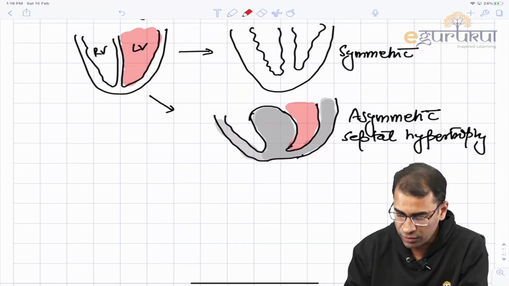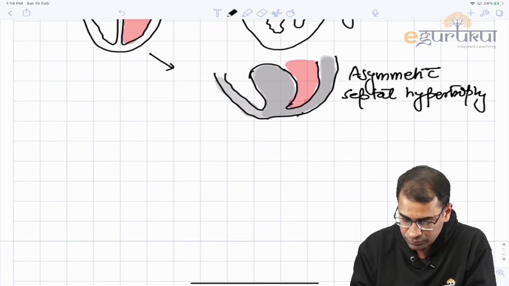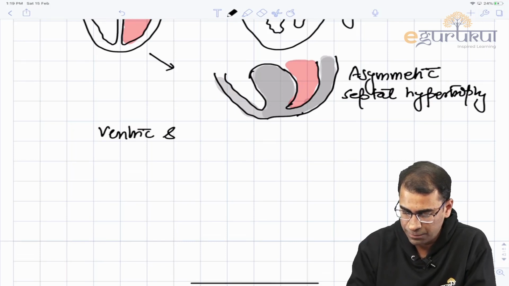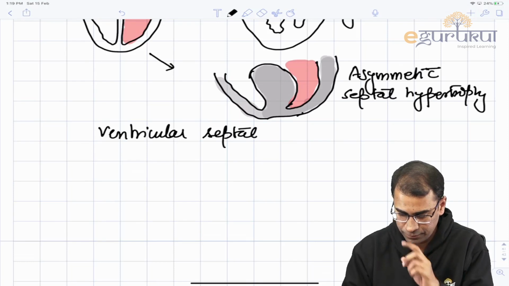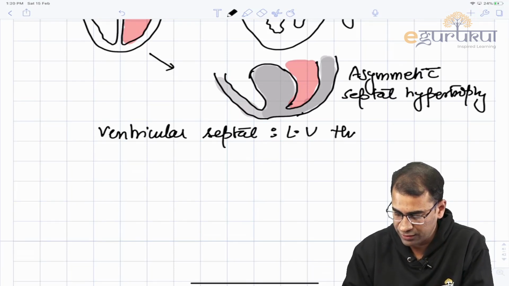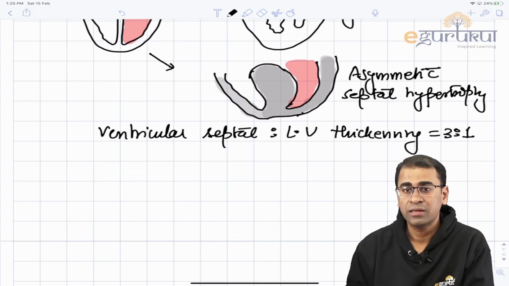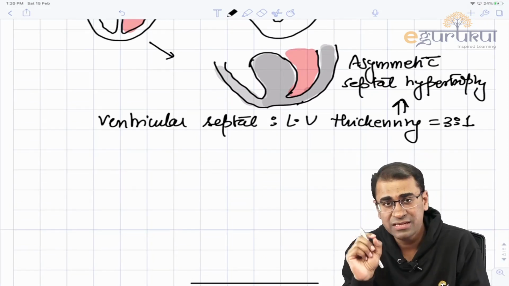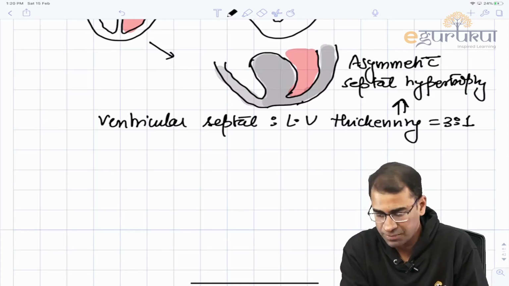Okay. So let's now write what are the morphological findings to be understood. First of all, there is a thickening of the ventricular septum. The ratio of ventricular septum to left ventricular thickening is around 3:1. So what is enlarging more? Septum, and that is the reason I am calling this asymmetric septal hypertrophy.